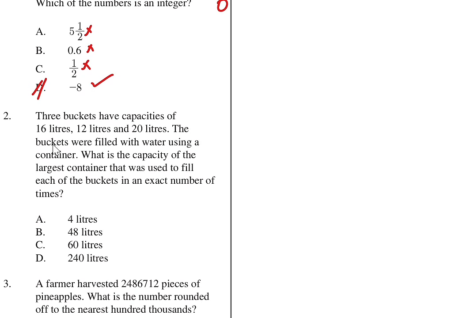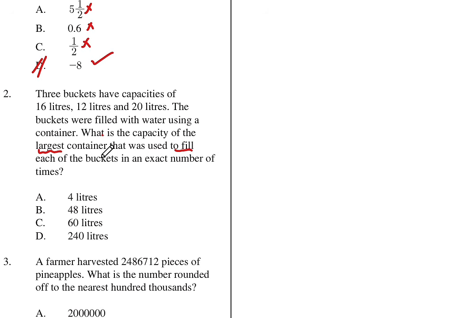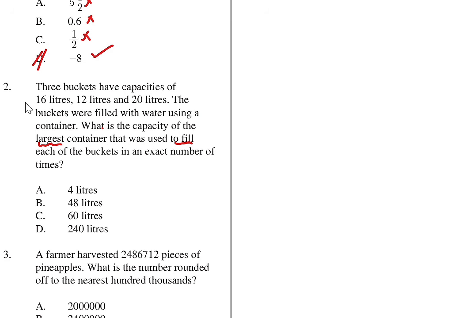3 buckets have capacities of 16 liters, 12 liters, and 20 liters. The buckets were filled with water using a container. What is the capacity of the largest container that was used to fill each of the buckets an exact number of times? So we underline here largest container and used to fill. When you hear largest container, that is simply what we call the GCD. So our work is to get the GCD of 16, 12, and 20.